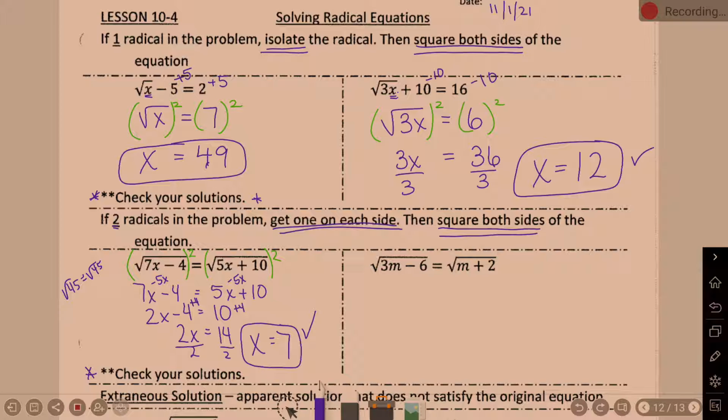Okay, let's try one more of these before we go to the bottom part. Square root of 3m minus 6 equals square root of m plus 2. Square both sides. We have two square roots, one on each side, so it's already set up for us. So we square both sides, meaning raise to the power of 2. What happens when we square that square root of 3m minus 6? We get what's under the radical. So we have 3m minus 6 on the left. On the right, we have m plus 2.